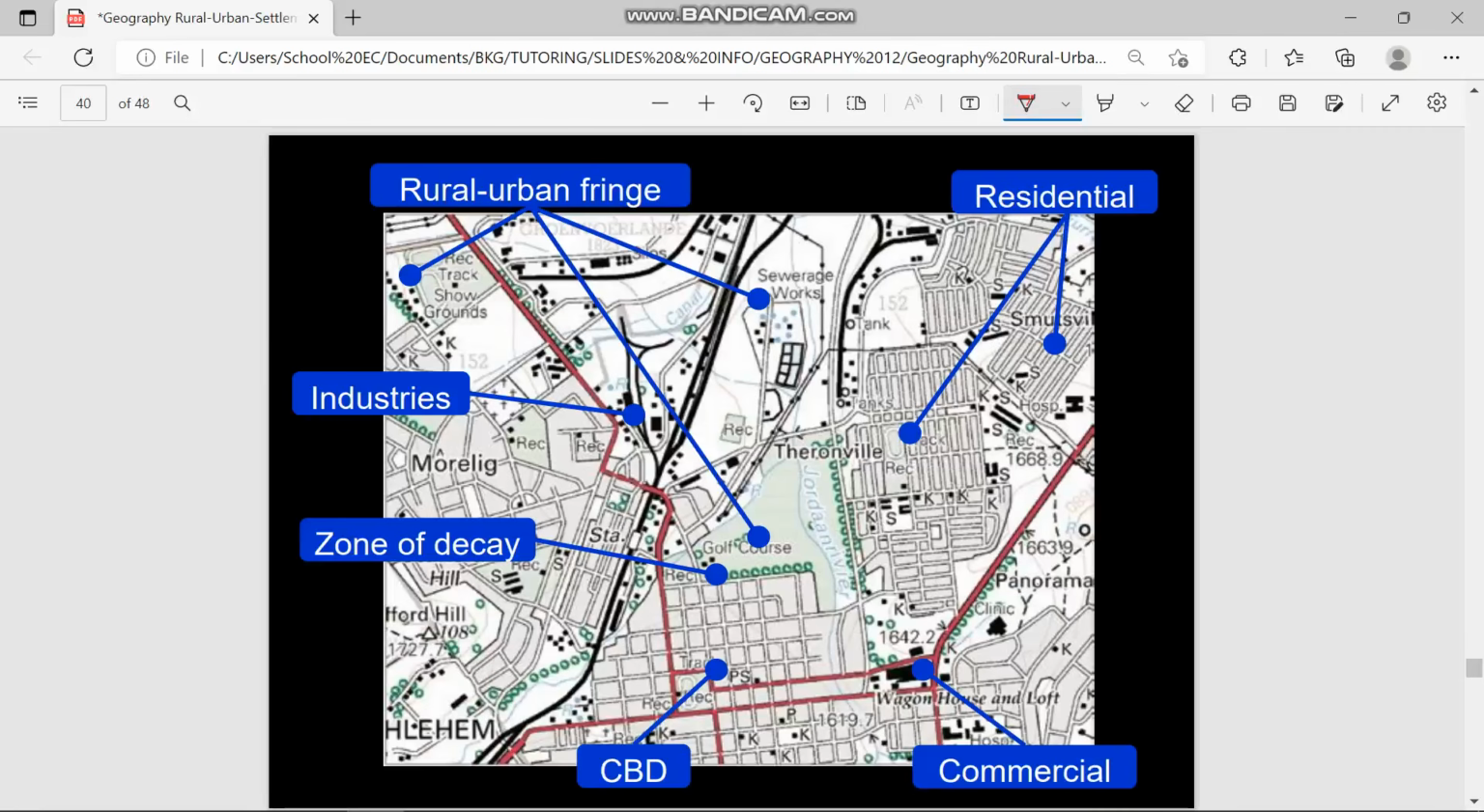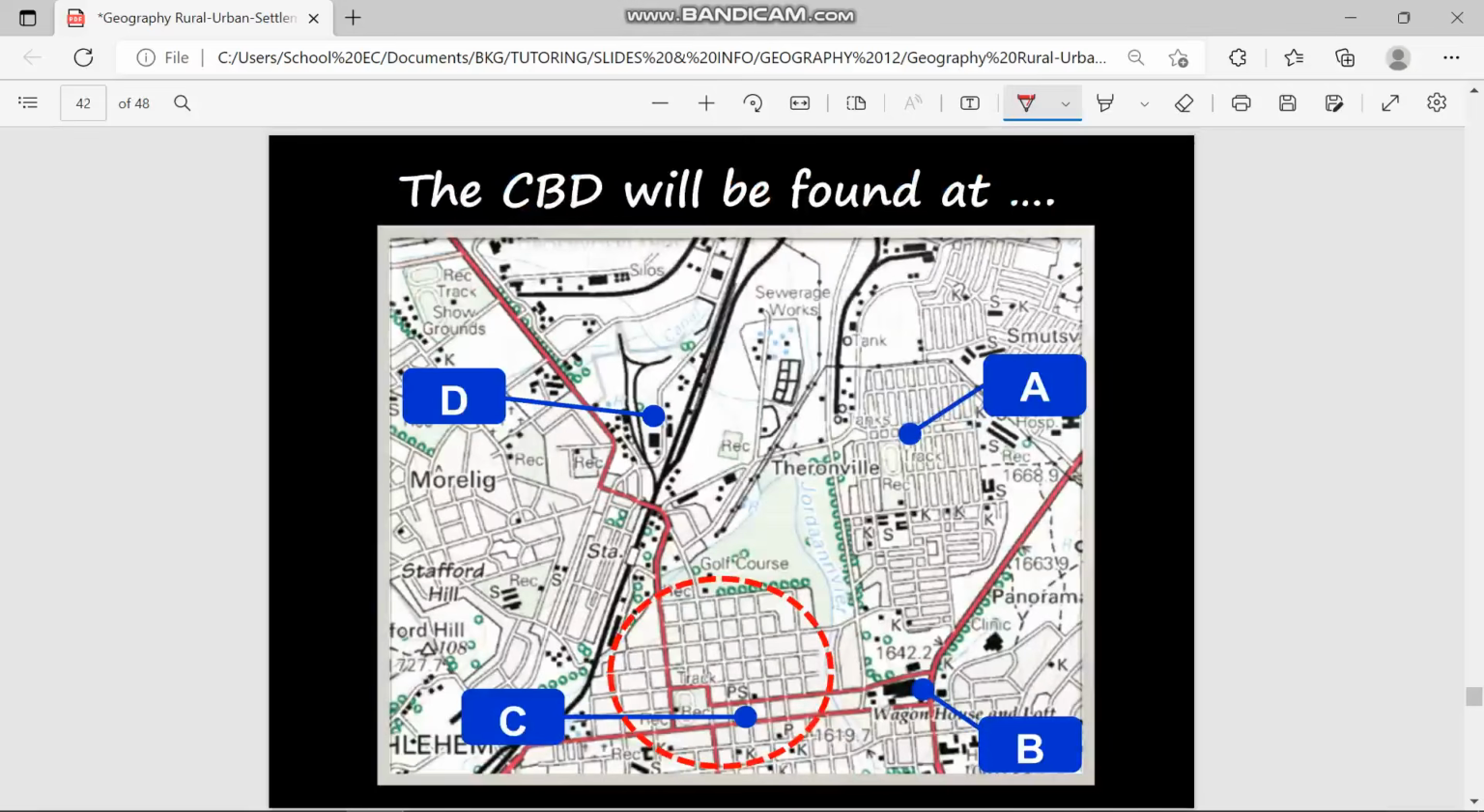So it's far away from the CBD. It's not on the CBD, it's on the edges. The industries are away because they take a large amount of land. Commercial as well. Residential, you can see here, is away and so on. So revisit this map, look at it roughly and see what's happened. Okay, let's go down.